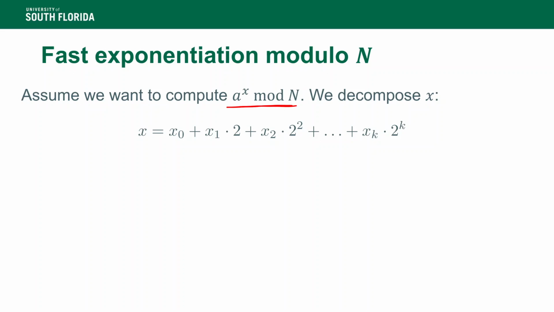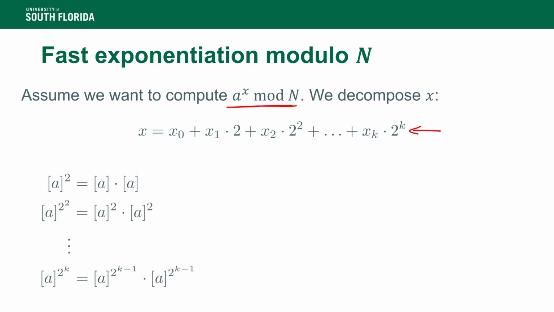So we decompose first x in binary. This is the binary decomposition. And then we perform the following operations. We calculate a to the 2 to the i for i between 1 and k, where k is the largest power occurring in the decomposition of x in binary. And then what we can do is we rewrite a to the x as a to the x0 plus x1 times 2 plus x2 times 2 squared, etc.